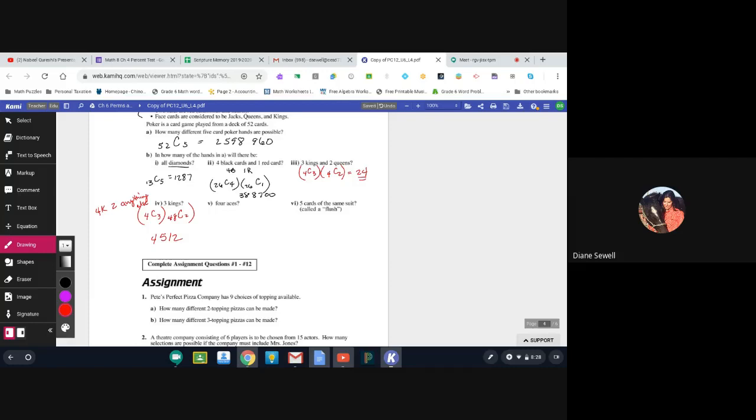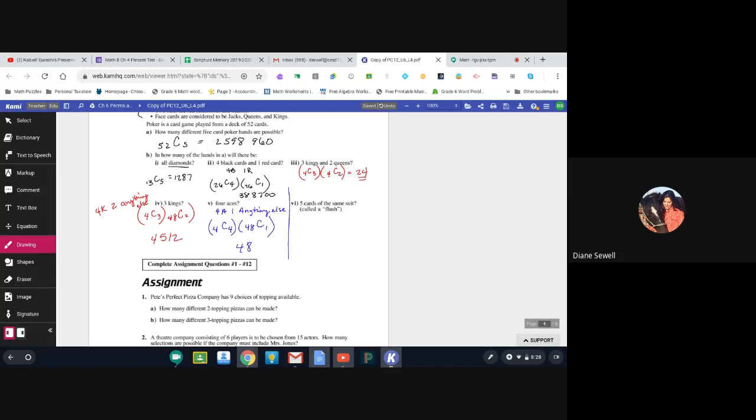Okay, what if you want 4 aces? That means I want 4 aces and 1 of anything else, right? So make yourself a little chart so you know. So to get the 4 aces, I need 4. I need all of them. And then I'm going to pick the 48 other cards, of which I need 1. My answer there will be 48.